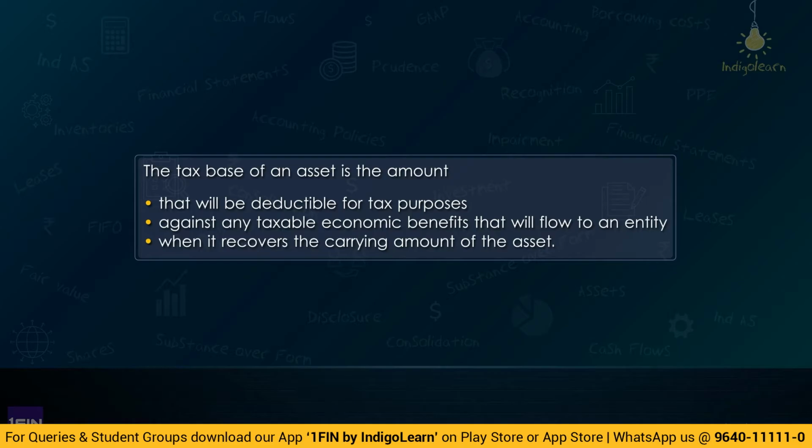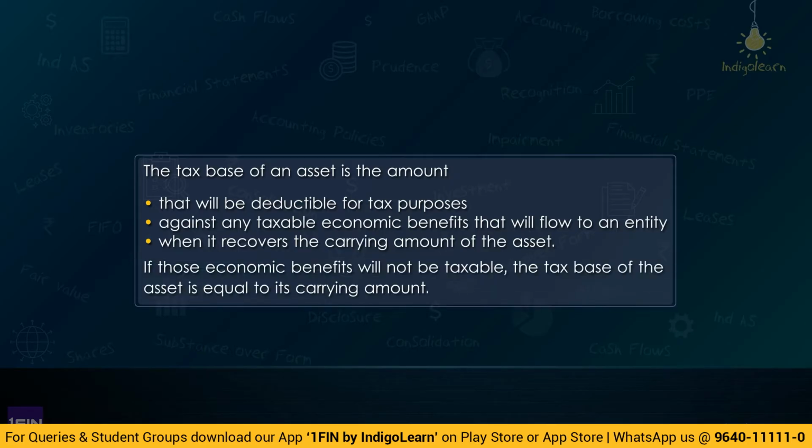So if you look at the tax base of a property, plant and equipment for tax purpose, then it is the amount of property, plant and equipment that you will be able to deduct against any economic benefits in the future. And the standard also says that if those economic benefits will not be taxable, the tax base of the asset is equal to its carrying amount. Now the second part, we can apply it to an account receivable balance. Now what does the definition say? If those economic benefits will not be taxable, the tax base of the asset is equal to its carrying amount.